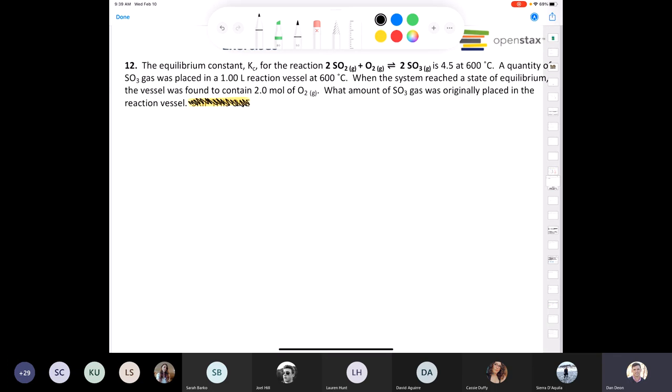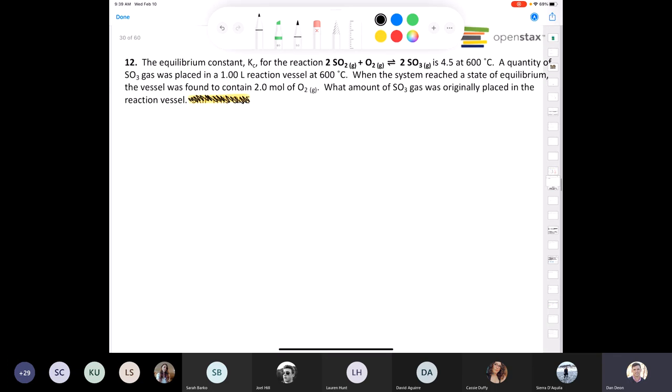Anyhow, let's try number 12. Let's imagine we're on our next exam. It says the equilibrium constant Kp for this reaction, you can see that everything is in the gaseous phase, is 4.5 at 600 degrees Celsius. A quantity of SO3 gas was placed in a 1 liter reaction vessel at 600 degrees. When the system reached equilibrium, the vessel was found to contain 2 moles of O2. What amount of SO3 gas was originally placed in the reaction vessel?